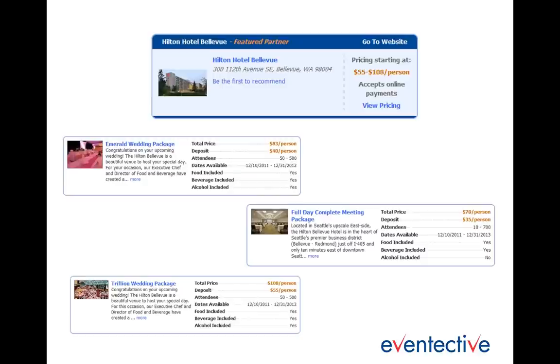Next, we've got the Hilton Hotel Bellevue in Bellevue, Washington, and just put a couple of the many packages that they have with pricing from their listing up here. But you can see that they are doing per person pricing as well, with prices ranging from $55 to $108 a person. And you can see the types of event packages they're including there: an Emerald wedding package, a full day complete meeting package, a Trillion wedding package, and the prices and information all included there.